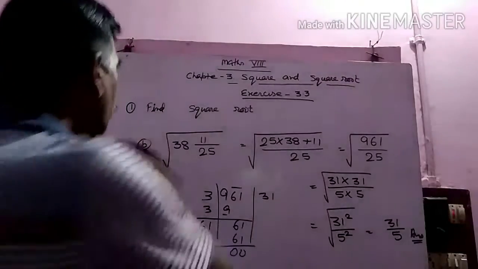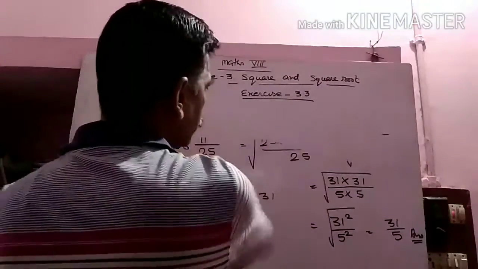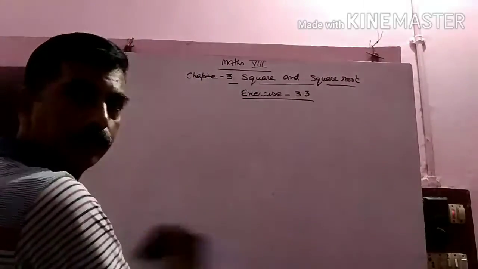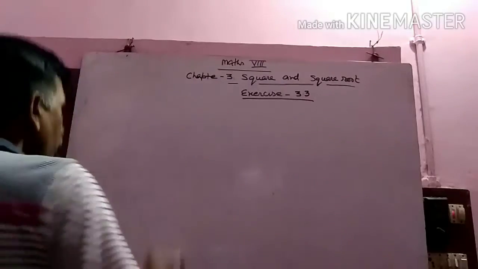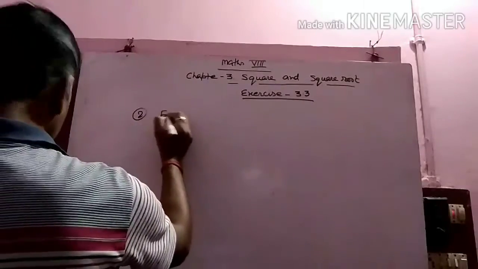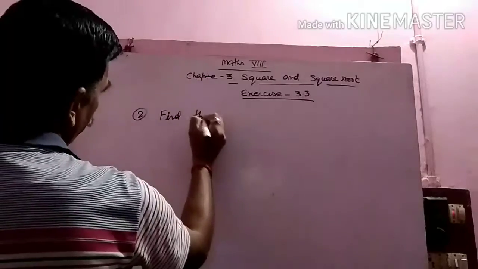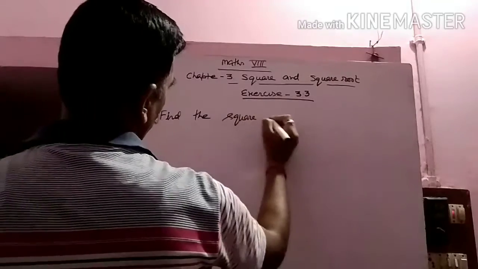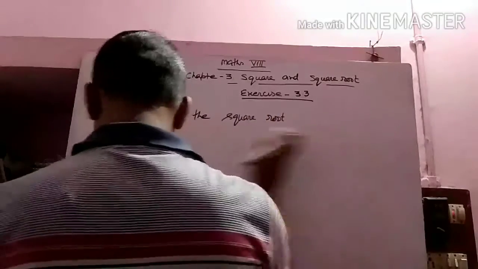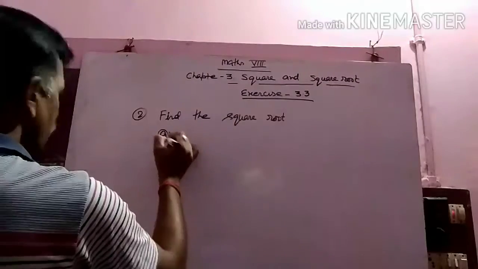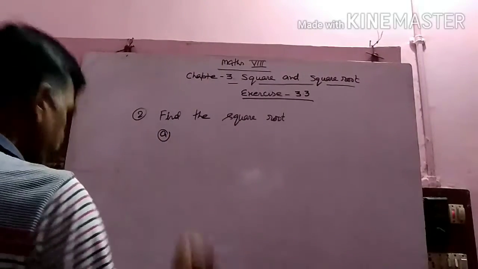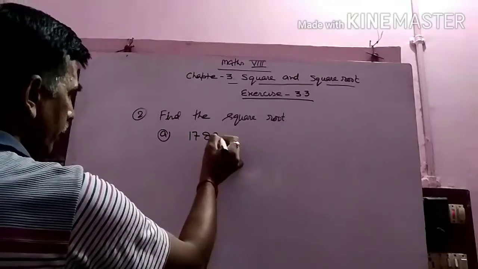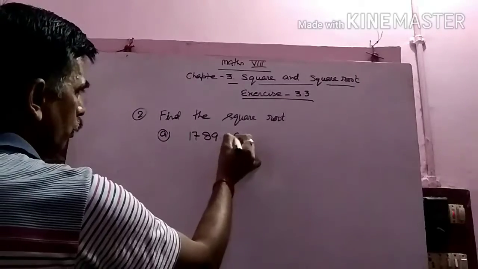I am going to erase the board to solve the next question. Question number 2 is to find the square root. Question number A is given: 1789.29.